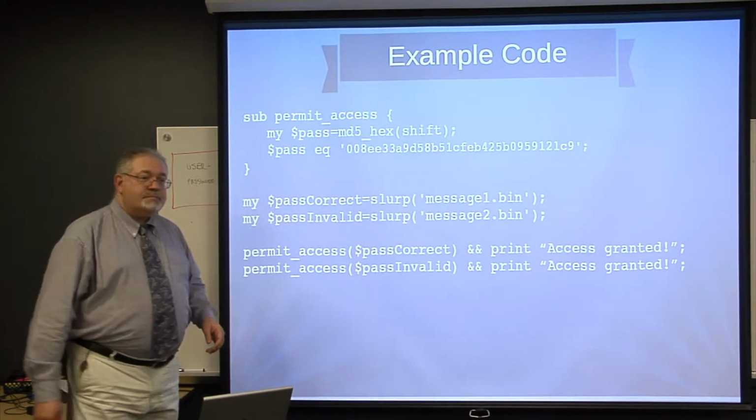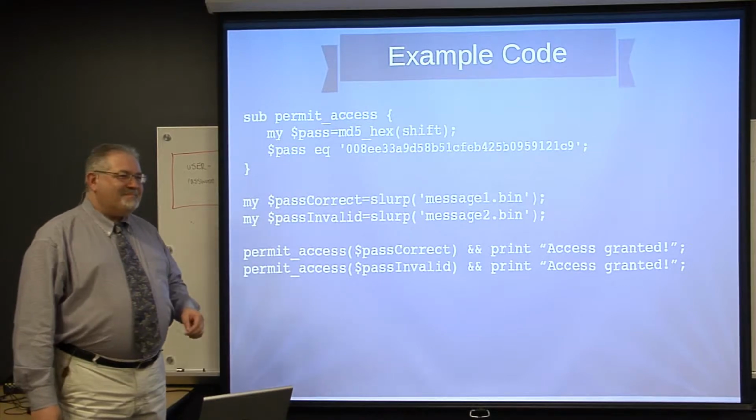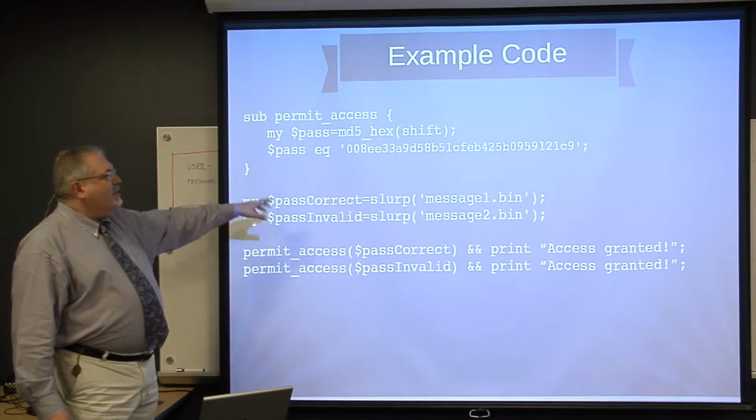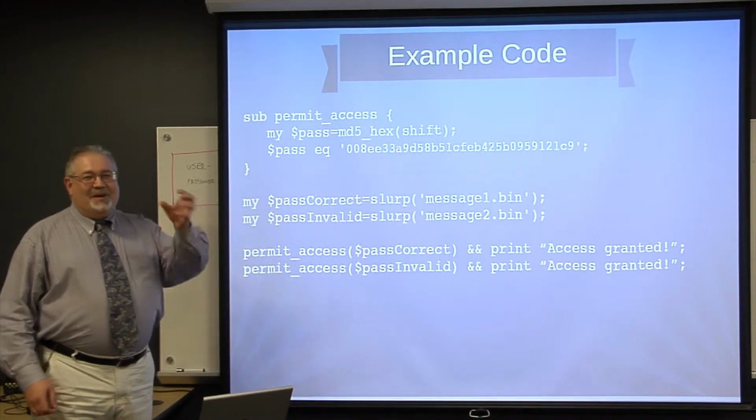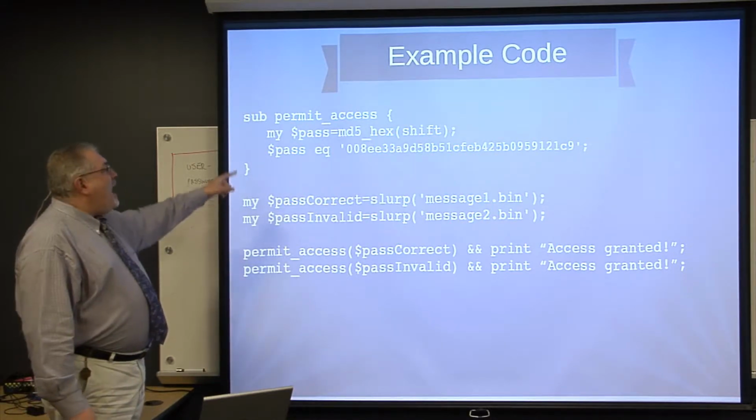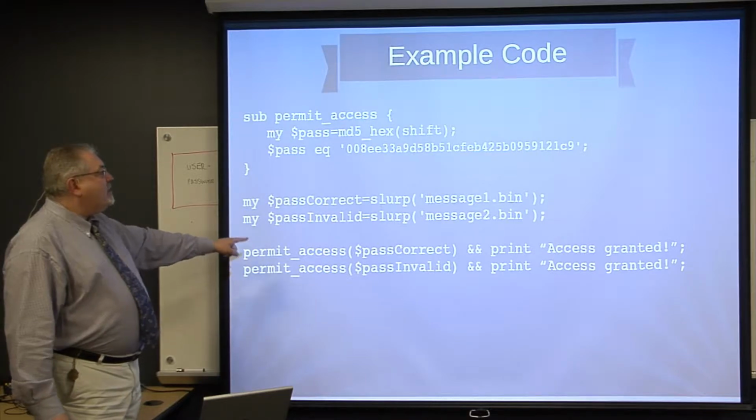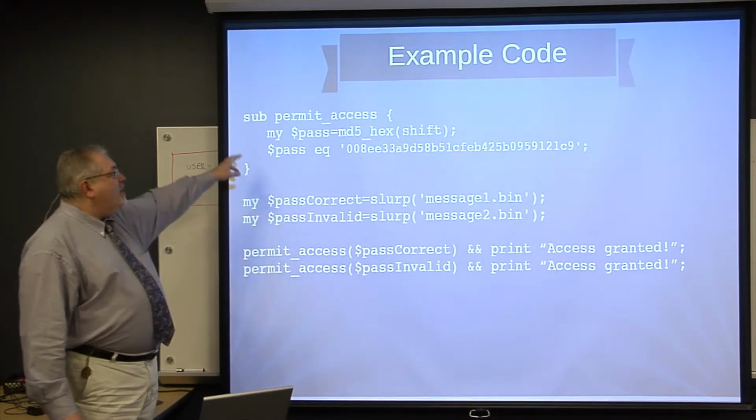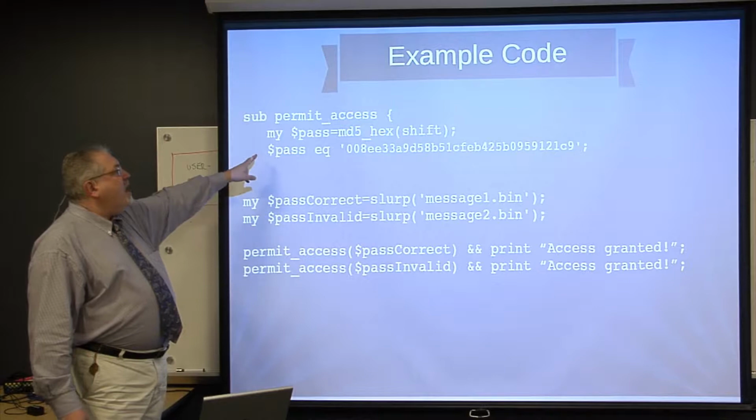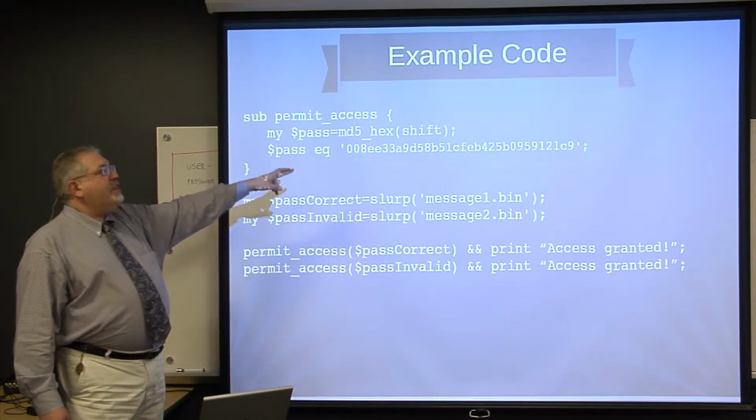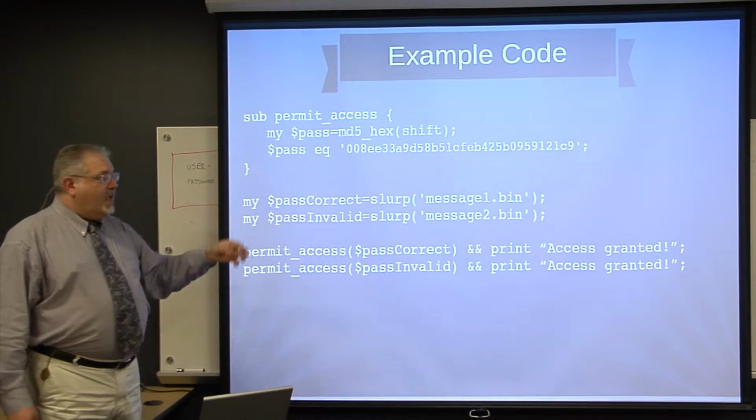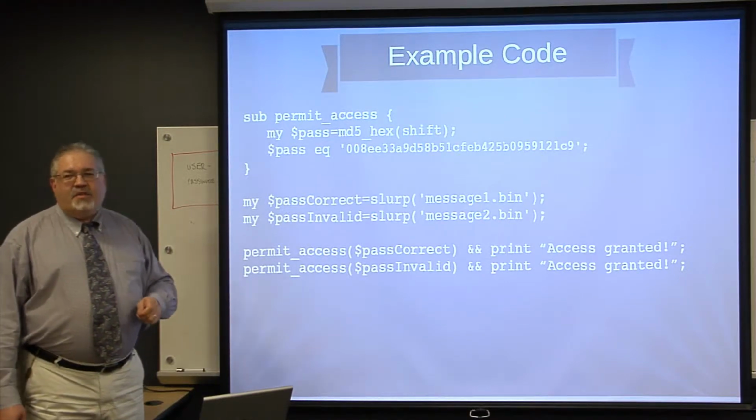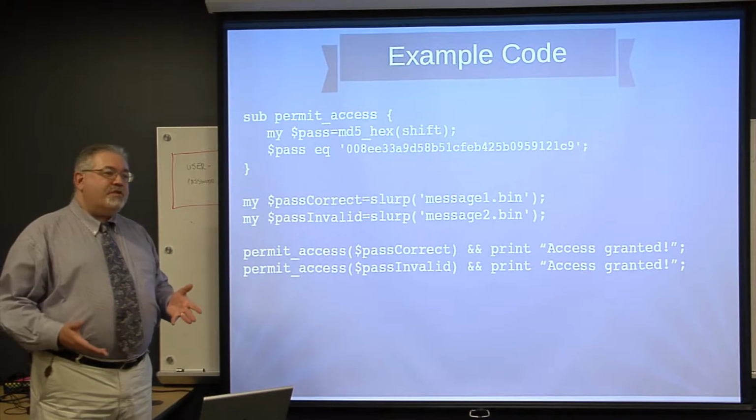So that means you could get into a system using the second message, even though the password was the first message? Precisely. So here's a password that's correct. I'm defining a function, off screen, called slurp, which reads a file into a variable. Let's say you call permit access with the correct password, which is message 1, and it'll say, okay, access granted. It's very simple. It just runs MD5 hex and checks whether the password matches what it thinks the authorized password hash should be. And if you gave the invalid password, it would also print access granted because the hash would be exactly the same. That's proof of the fact that the MD5 hash is insecure.